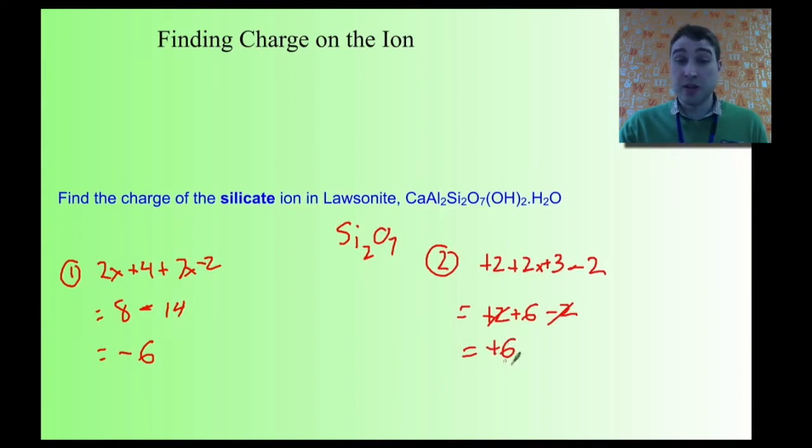+6 -2, cancel that off, and I get a charge of +6. Alright, so all the other bits there are producing a charge that is +6, so that means the charge on the ion has to be -6. So both ways confirm the same result.